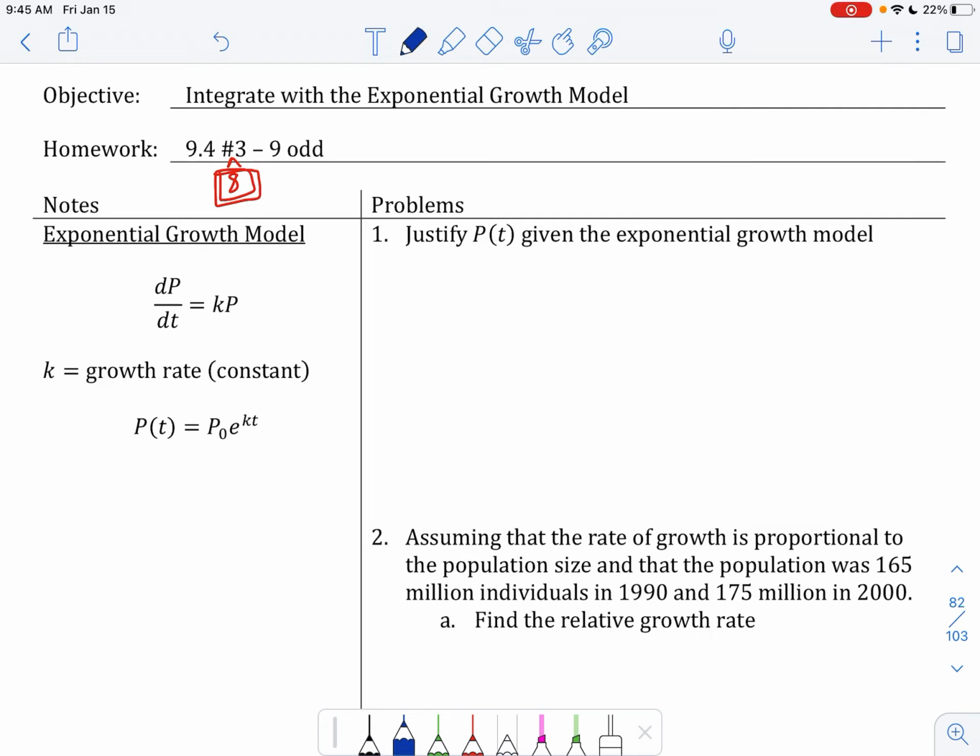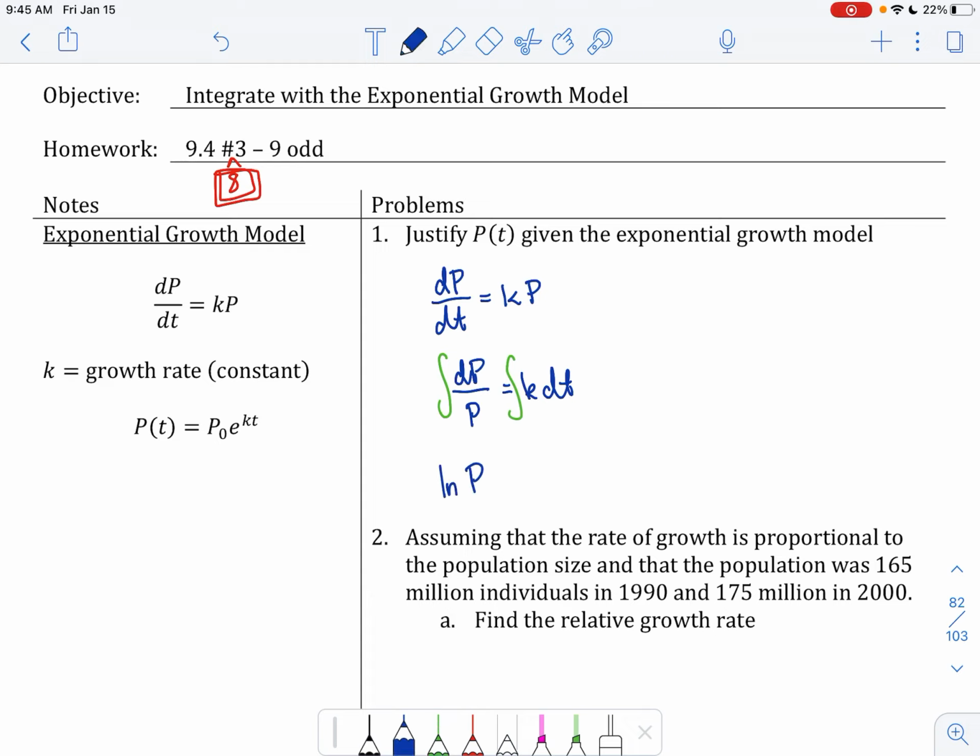I can show that to you, so we're going to quickly justify this using separable equations. So justify the function P(t) given the exponential growth model. The exponential growth model, dP/dt, is equal to kP. Since we want to separate the equation, get the P on one side and leave k dt, and then integrate now that our variables are lined up.